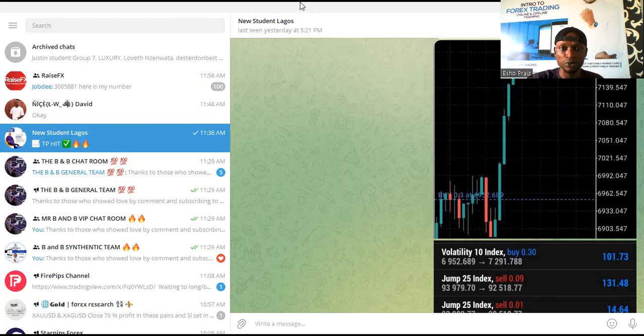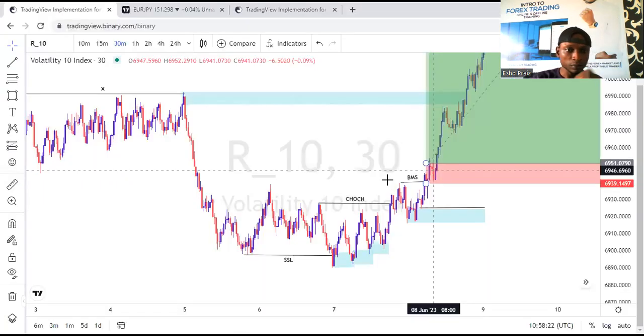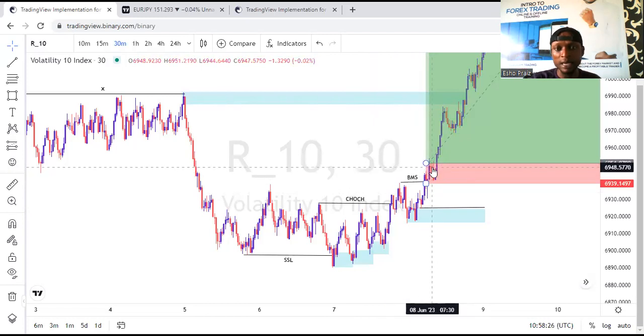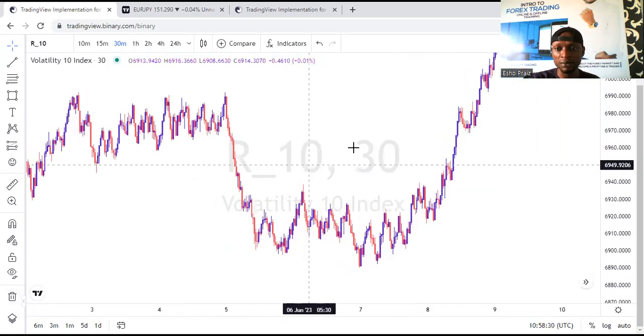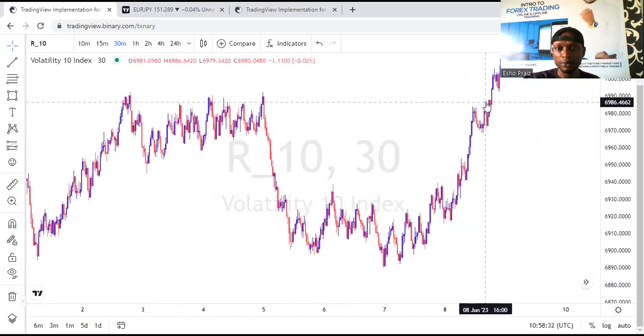So let's go straight to what we want to do today. So, guys, here, this is it. Now, the market was here, right? The market was here. I entered the market here. So let me delete the chart. This is the chart now. I've deleted the chart. Please hold on.